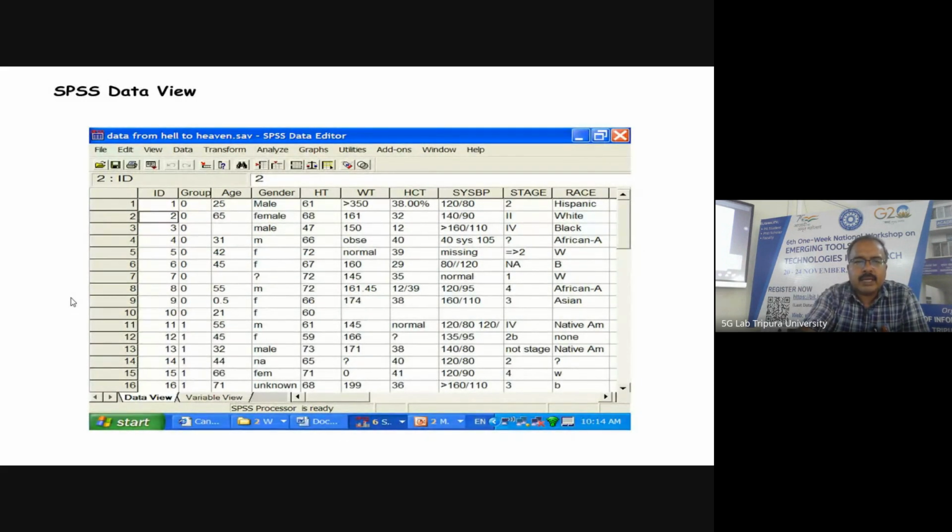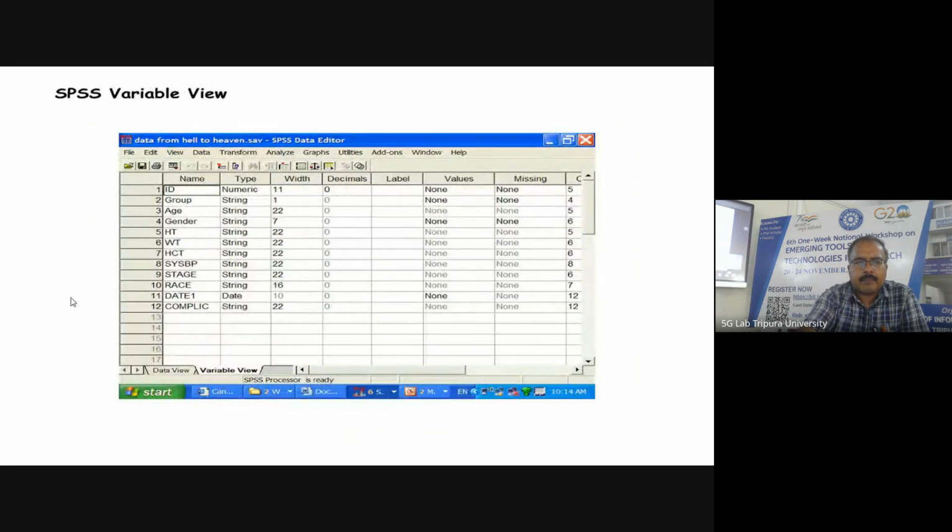Group, age, gender, height, weight, HCT, et cetera. This is the variable view window in SPSS. See, the name of the variable is there, what type of variable, whether it is numeric or string, what the width of the variable will be, and if you require decimals or not, that you can also give. Labels can be given, values can also be given.